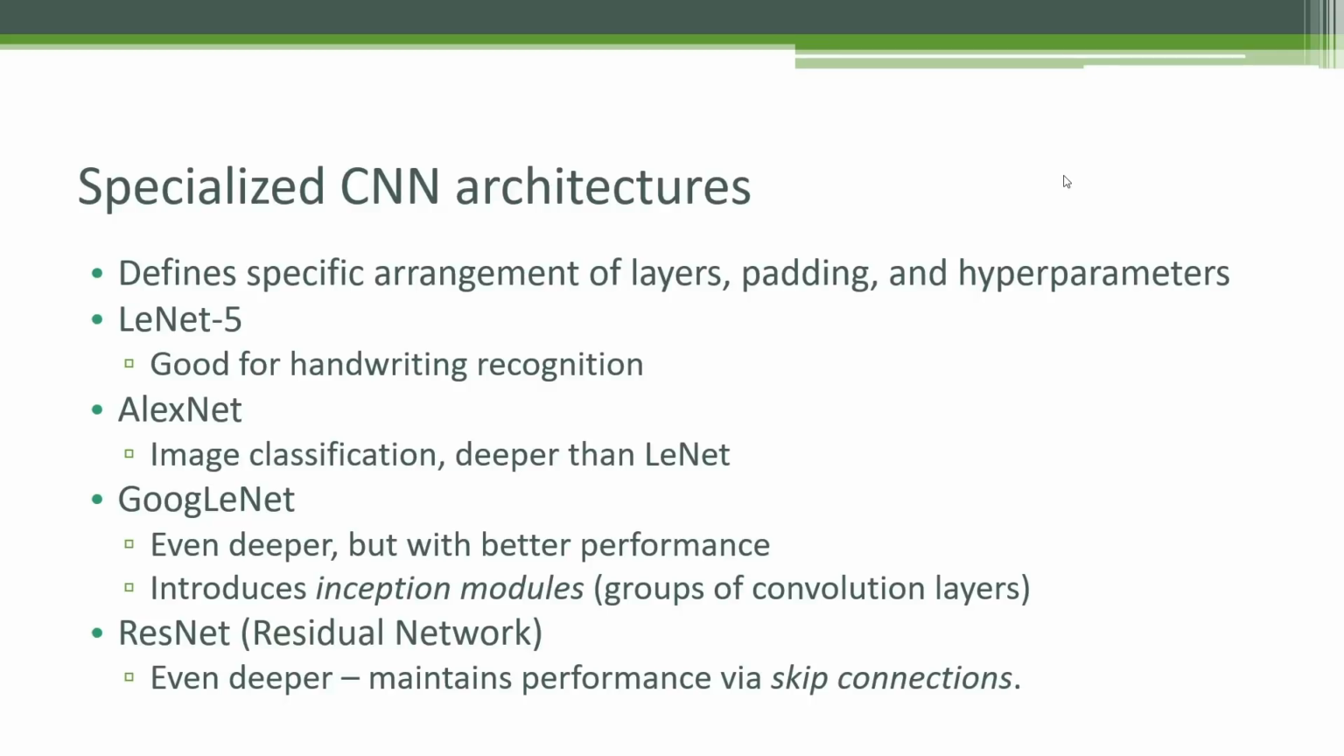There's also one called AlexNet, which is appropriate for image classification. It's a deeper neural network than LeNet. So in the example we talked about on the previous slides, we only had a single hidden layer, but you can have as many as you want, really. It's just a matter of how much computational power you have available.